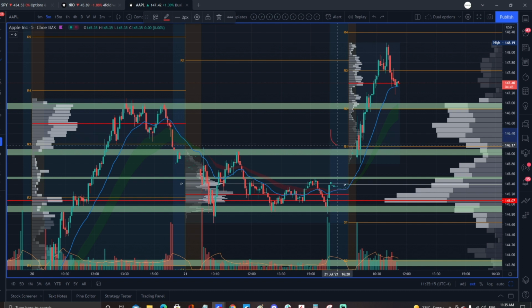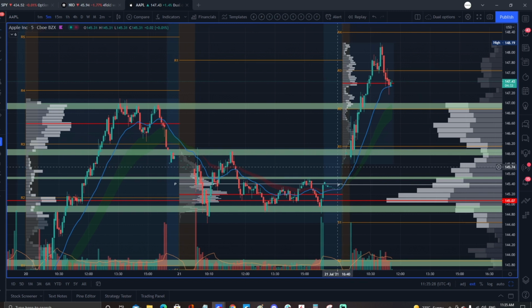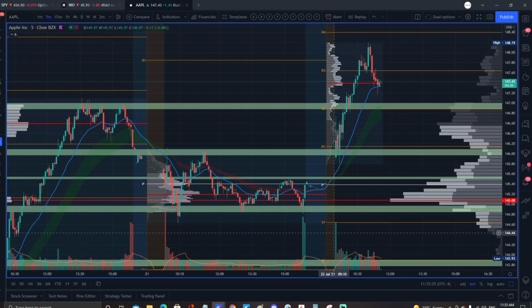Now we could throw another one in, right? We could say R1, because pivots act as support resistance areas depending on where they're at. R1, are we holding support? Yes, okay, that's 3. But I don't consider the pivot that big of an area. I want to make my next qualifier volume. So nice big candle on good volume.